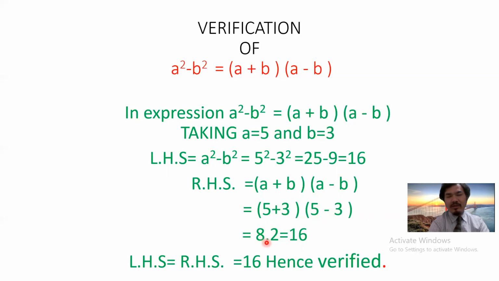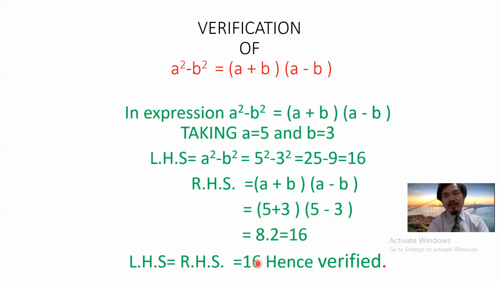This dot means into. The a plus b value is 5 plus 3, which is 8, and 8 into 2 is 16. Look, a value we have taken 5 and b value we have taken 3: 5 plus 3 is 8, and 5 minus 3 is 2, and 8 into 2 is 16. Here the left hand side and the right hand side both values came 16.